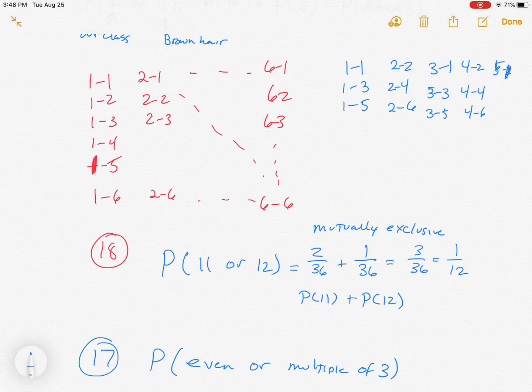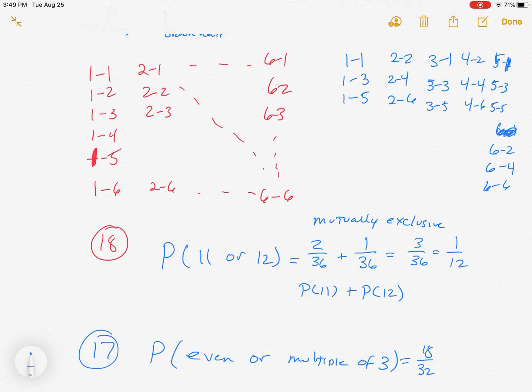5,1, 5,3, 5,5. Right, but not 5,4 because that adds up to 9. And then 6,1, 6,2. Ooh, not 6,1, 6,2, 6,4, and 6,6. So there's 1, 2, 3, 6, 9, 12, 15, 18 ways out of 32 to get an even number. Okay, 18 ways to get an even number.